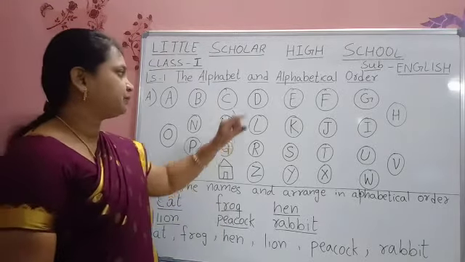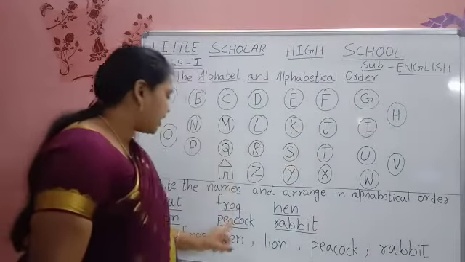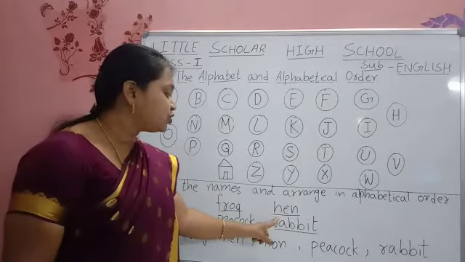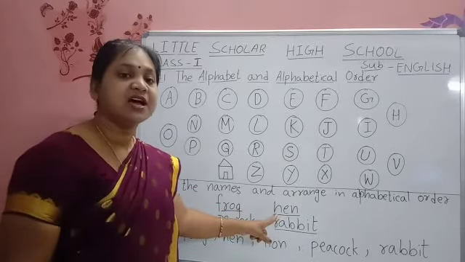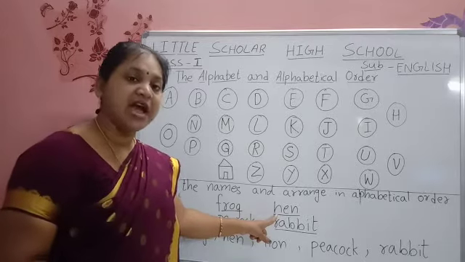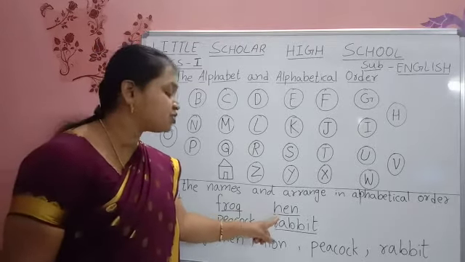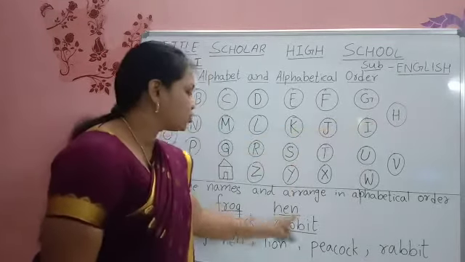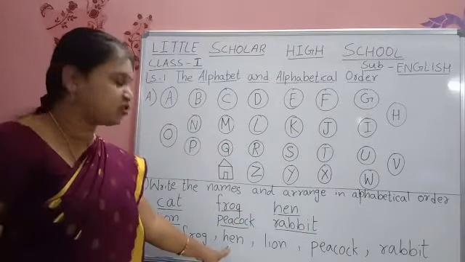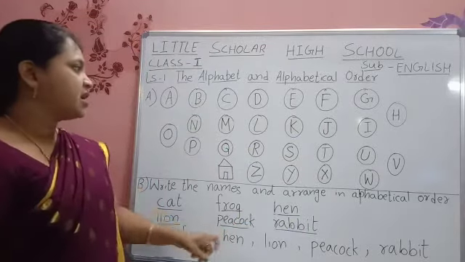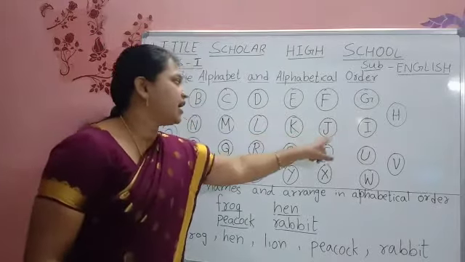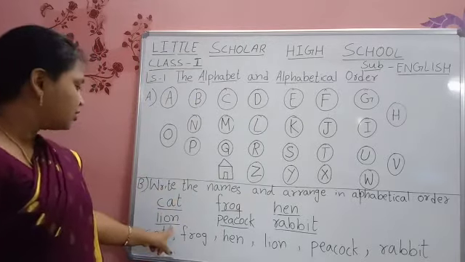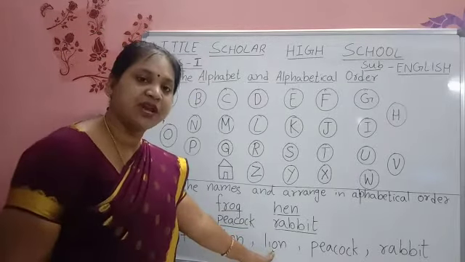After F, G, H. With H also we have a word, H-E-N-N. We should see the first letters so that we can write in alphabetical order. Alphabetical order means you should see the first letters. Here, H. So after G comes H. So third, which word will you write? H-E-N-N. Then after H, I, J, K, L. Which word do we have here? L-I-O-N, lion. So your fourth one will be L-I-O-N, lion.